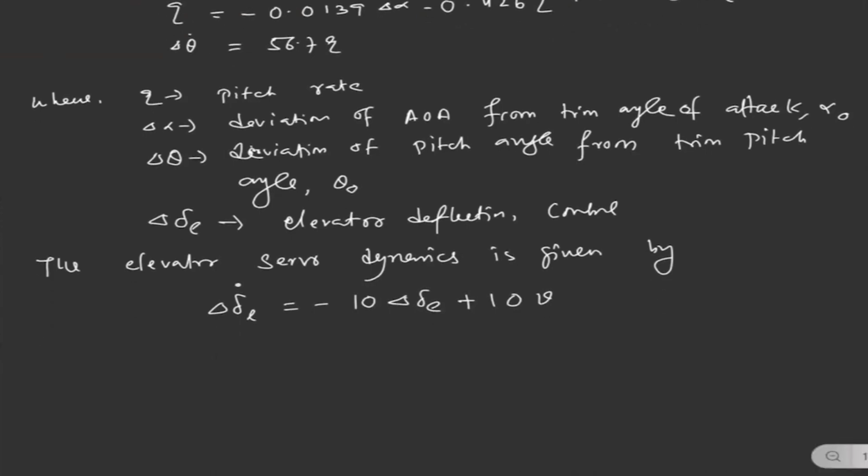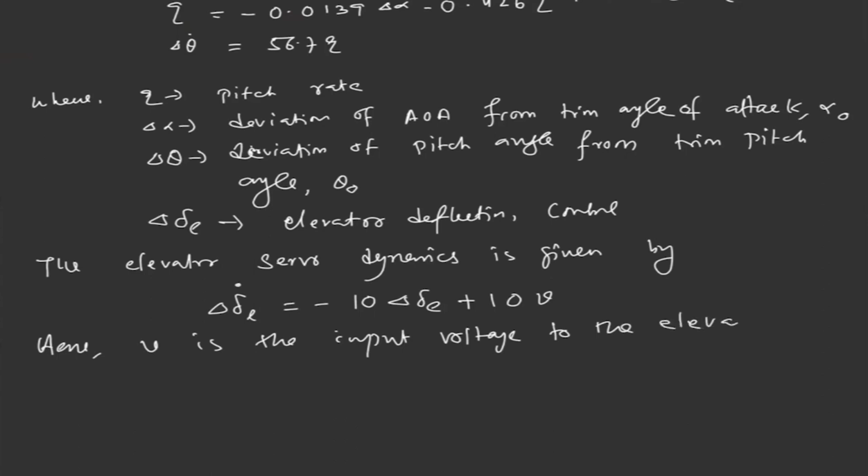So here V is the input voltage to the elevator servo, and here V is the control voltage to the system, to the servo system.